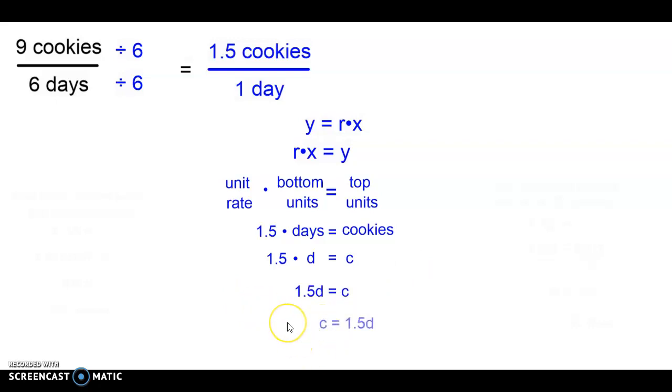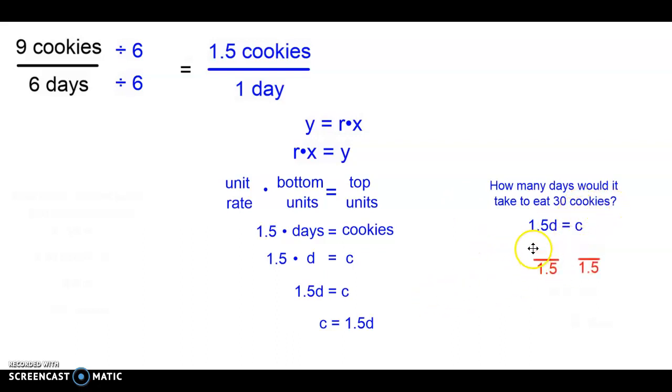Again, that is the same equation. If you were to reverse it, C is equal to 1.5D. And again, using that to solve other questions, how many days would it take to eat 30 cookies? Start with your equation, 1.5D is equal to C. This time it's 30 cookies, so in place of the C, you're going to put your 30, and then to isolate the variable, you're going to divide both of those by 1.5. You come up with D is equal to 20. It would take you 20 days to eat 30 cookies.